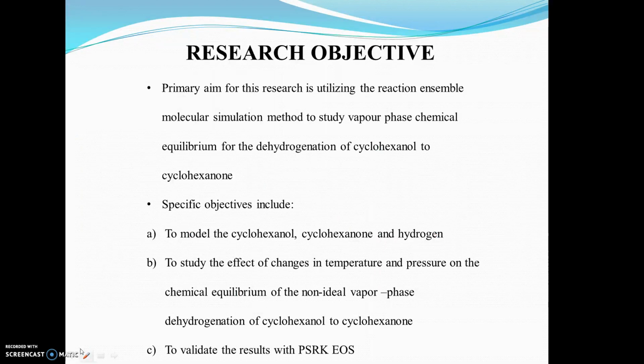Okay, the research objective. The primary aim for this research is to utilize the reaction ensemble molecular simulation method to study the vapor phase chemical equilibrium for the dehydrogenation of cyclohexanol to cyclohexanone. Some of the specific objectives are to model the cyclohexanol, cyclohexanone and hydrogen, to study the effects of changes in temperature and pressure on the chemical equilibrium of the non-ideal vapor phase dehydrogenation of cyclohexanol to cyclohexanone, and finally to validate the result with the predictive Soave-Redlich-Kwong equation of state.